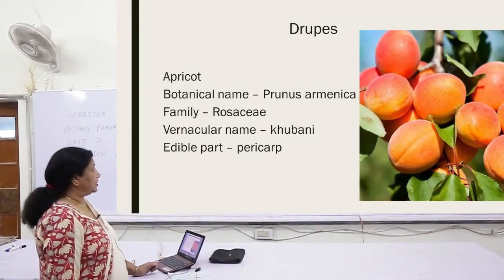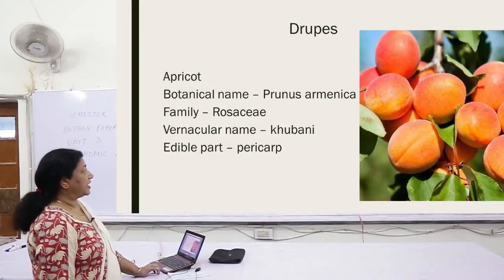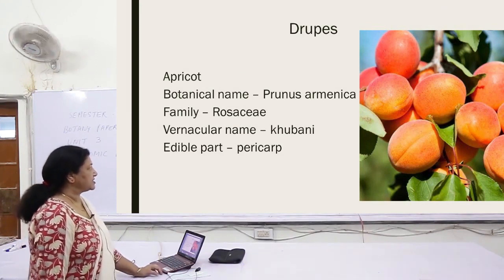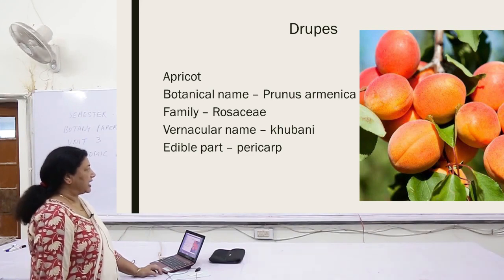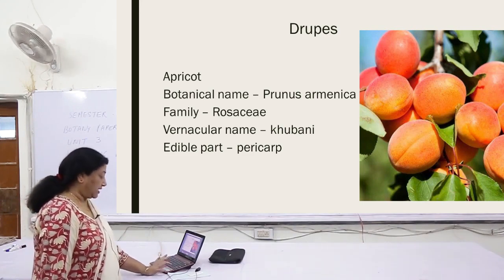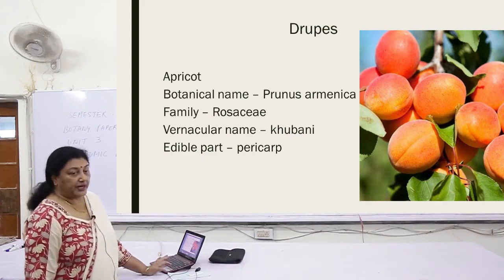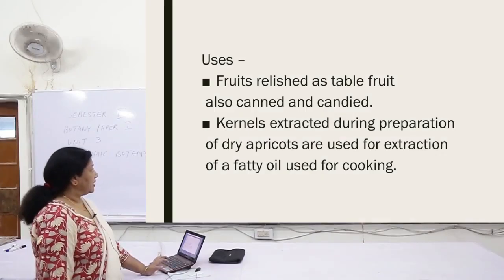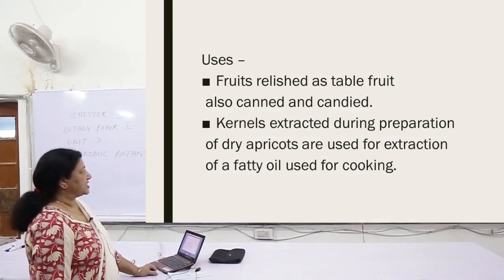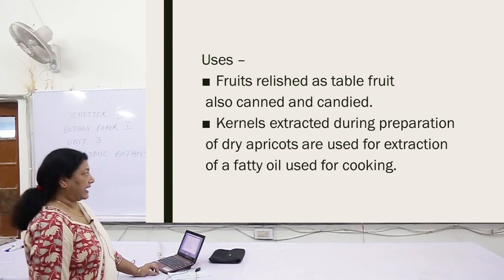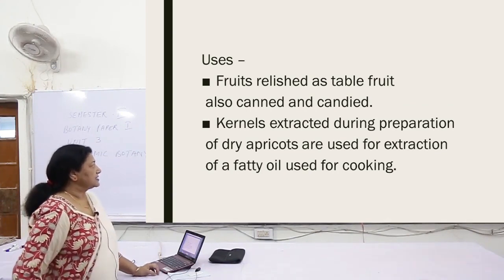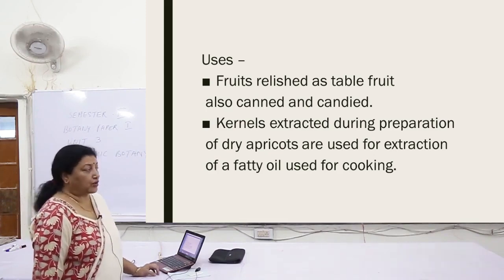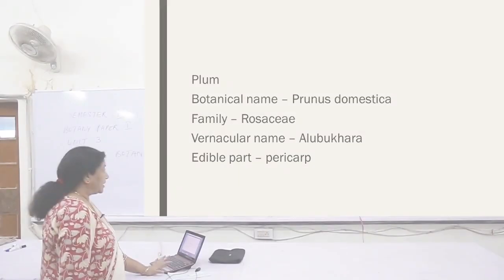Now coming to the example of drupes, that is the apricot, botanical name Prunus armeniaca, family Rosaceae, vernacular name Khobani, and the edible part over here is the pericarp. We know about the seed, epicarp, endocarp and mesocarp. So here the edible part is the pericarp. Its uses: fruits are relished as table fruit, also canned and also used as candies. The kernels are extracted during preparation of dry apricots and used for extraction of cooking oil used for cooking.